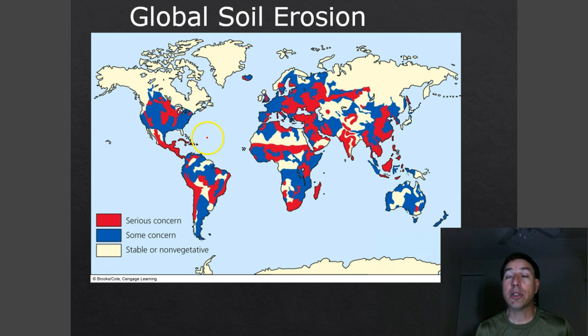Global soil erosion is also a problem. We talked about problems in the United States, but also globally, huge problems of soil erosion, especially in those areas near deserts like this area here. A lot of areas that have high intensity farming have problems with soil erosion, mountainous areas as well. In the United States, we have some serious problems because most of our country has issues with soil erosion.